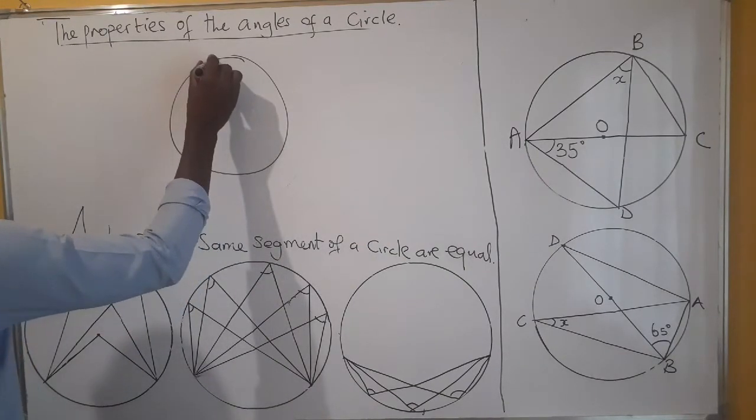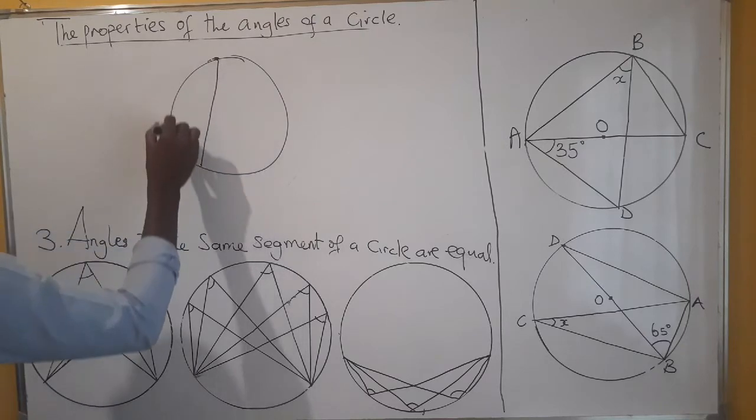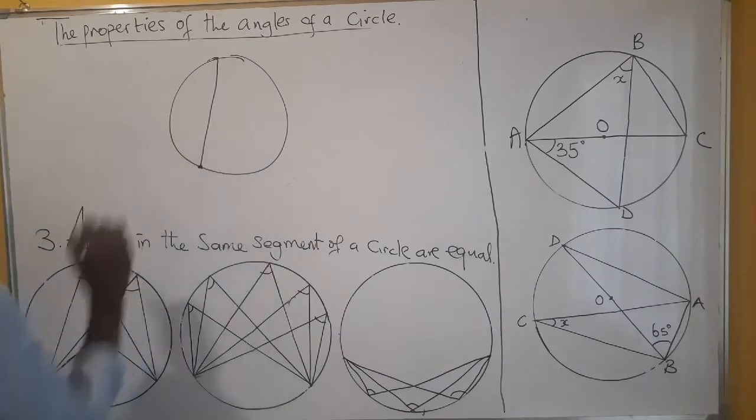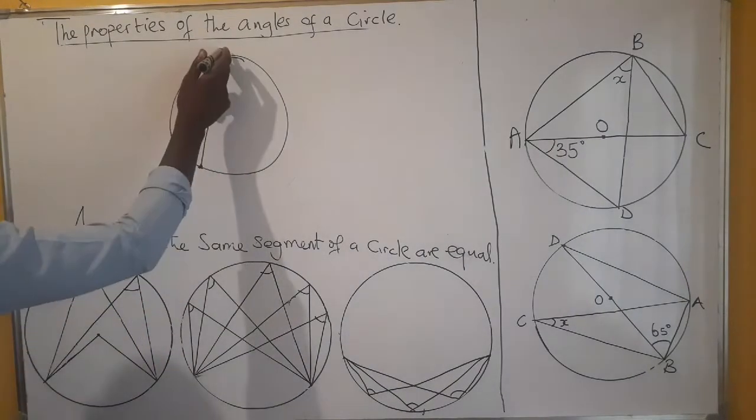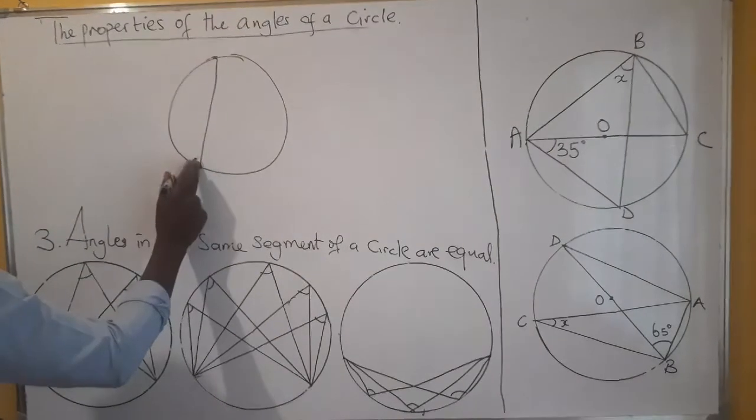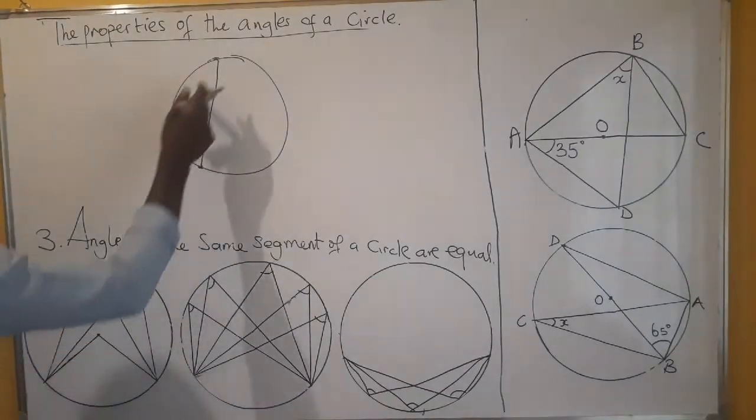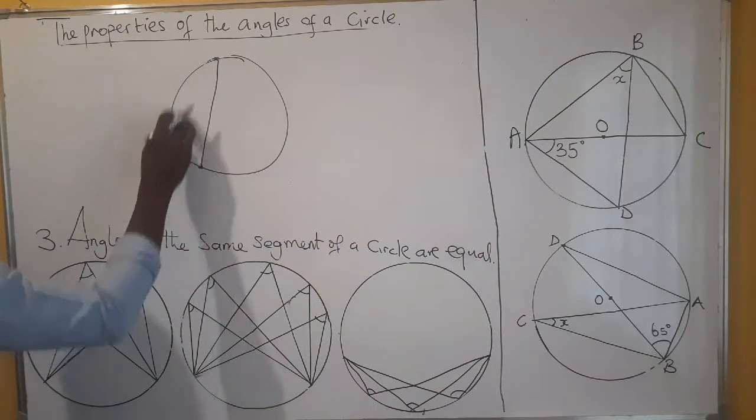And then we have an arc here. This is an arc. Okay? This is an arc. This part of the circumference from this side up to here. This is an arc. So this is a segment.